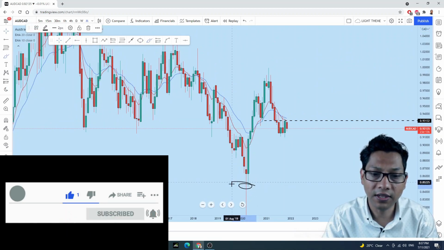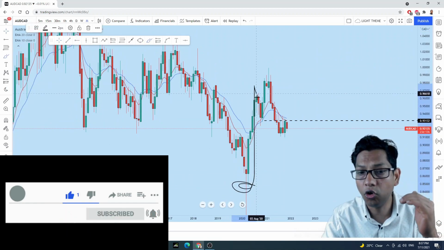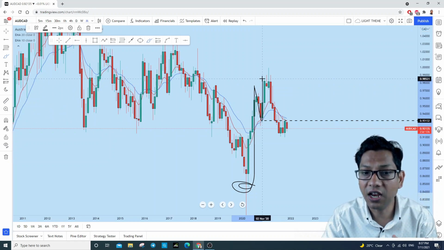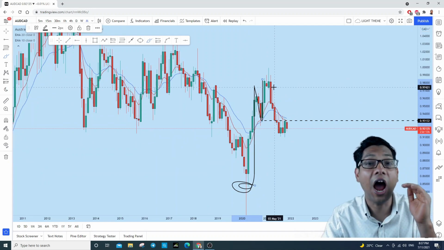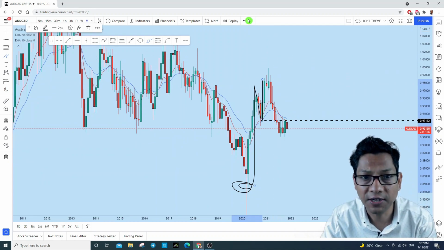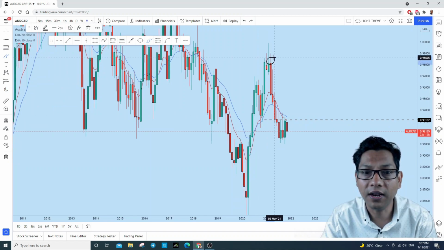Starting from here, there has been a strong impulse followed by a correction. There has been another impulse, from here to there. Until here, it was in an uptrending market structure. Now later, what happened from here?